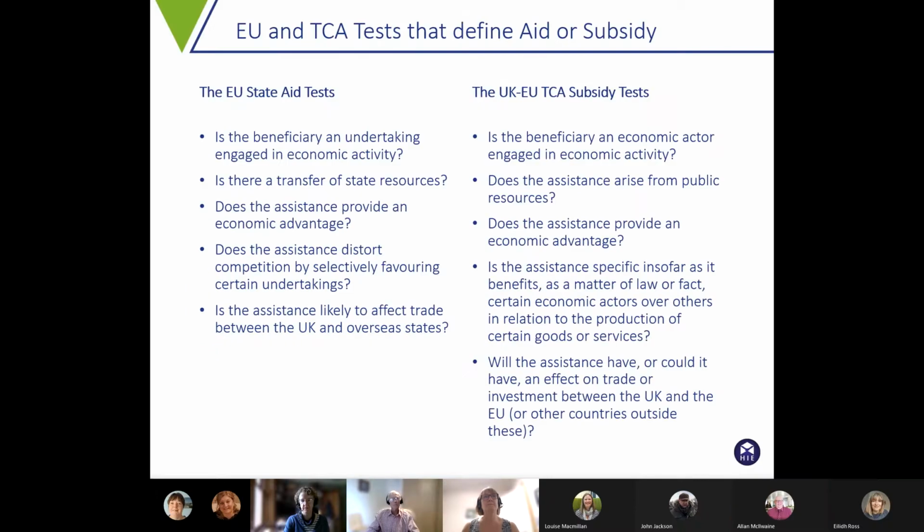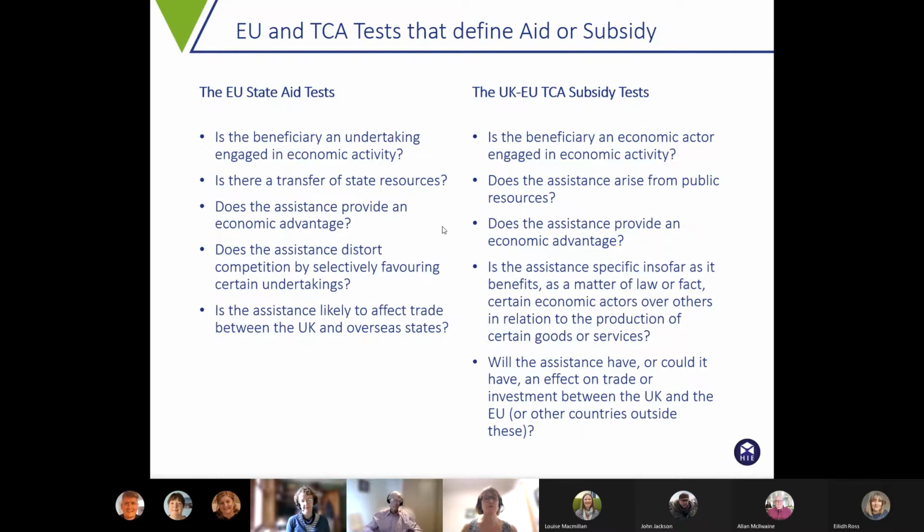So here we are. On the left-hand side, you should see the wording that was used, which you should be familiar with from the past of the old state aid tests. And on the right-hand column, I've got what has come out of the Trade and Cooperation Agreement. There is a difference. I'm not going to bother going into the definition of subsidy within the WTO rules because it's similar. So most of what we're doing is falling within the TCA. And then we'll have a look at what's coming next year.